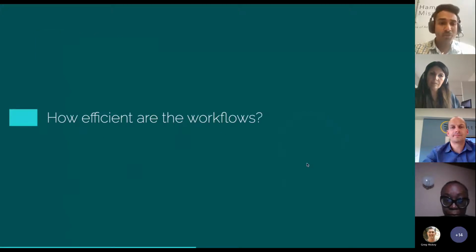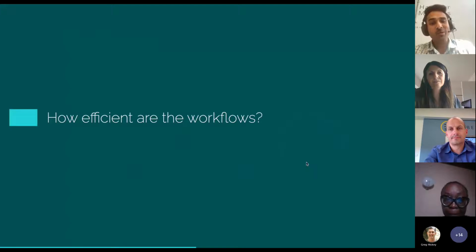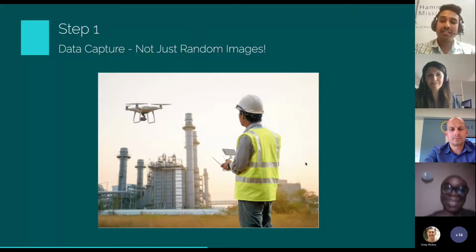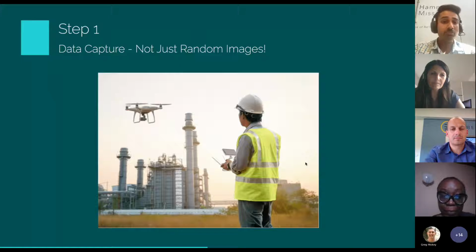So let's start with those questions one by one. Let's start with, how efficient are the workflows? To define that, we need to first define what the workflows typically involve. Typically in a drone inspection, the first workflow is to capture the data. And capturing the data is more than just taking some random images. That used to happen years ago, but nowadays you need to capture data in a very precise way, and the data needs to have structure that you can then utilize to process it into meaningful information. So organizing that is really important and key.